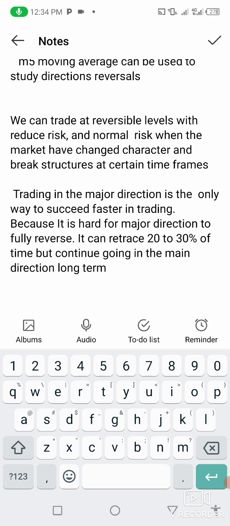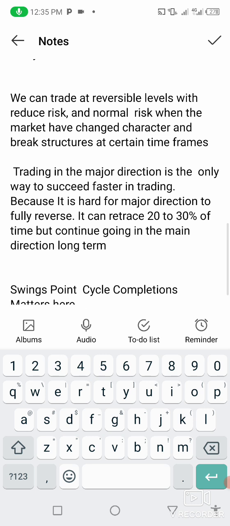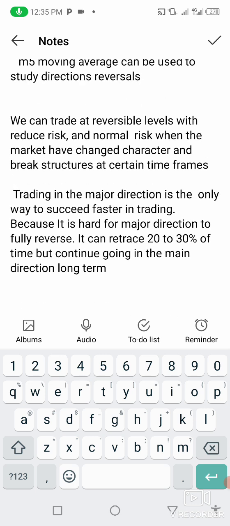We can trade at reversible levels with reduced risk. Why? Because at those reversible levels like resistance and support, demand and supply, most times the market price has to break them first and create a fake breakout before continuing to change direction. And so most of these things, liquidity sweeps and smart money stop loss hunts, can make you even miss big opportunities or lose your money before the opportunity comes back to you. So I'm going to trade this in this video.